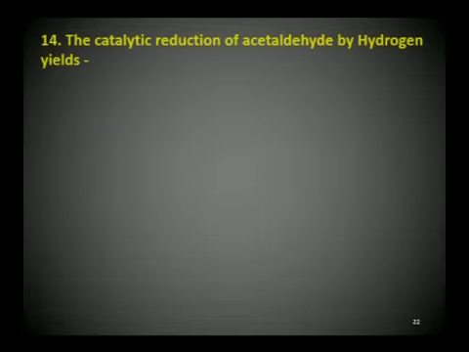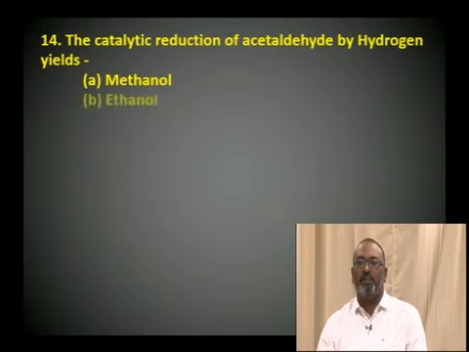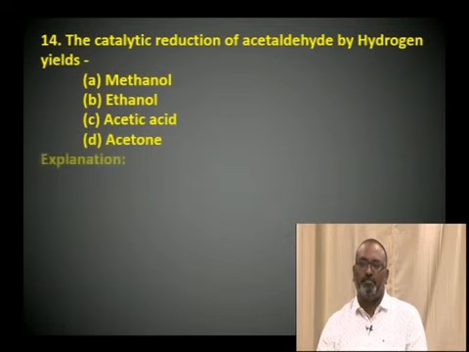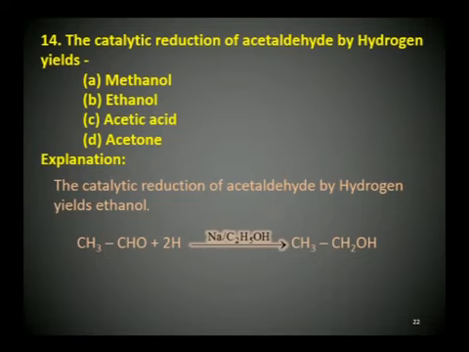Question number 14. The catalytic reduction of acetaldehyde by hydrogen yields methanol, ethanol, acetic acid or acetone. These are the 4 options given here. The catalytic reduction of acetaldehyde by hydrogen yields ethanol. You can see here, when acetaldehyde is reduced in the presence of sodium and ethyl alcohol, we produce ethanol. So, the answer is B.